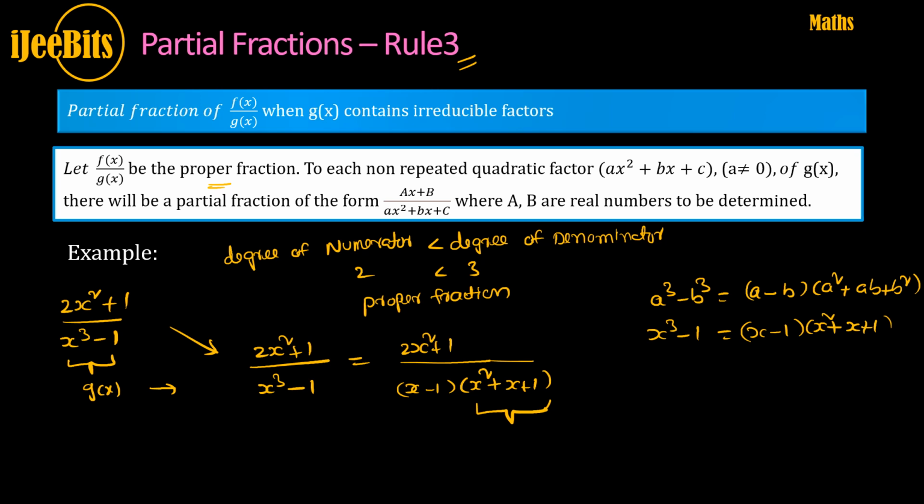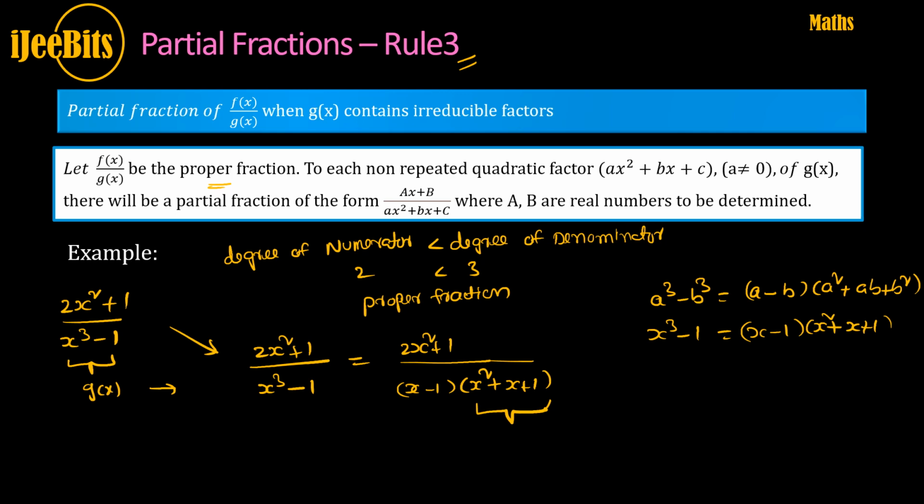This is a non-reducible, irreducible factor for this given quadratic equation, because b square minus 4ac, if you calculate, gives a negative value, right? So in this case you have to apply this method. For this particular term you have to use (ax plus b) by (ax square plus bx plus c) to resolve this. This one is probably the same. This you can apply rule number 1, this you can apply rule number 3 in order to get the partial fractions for the given proper fraction.